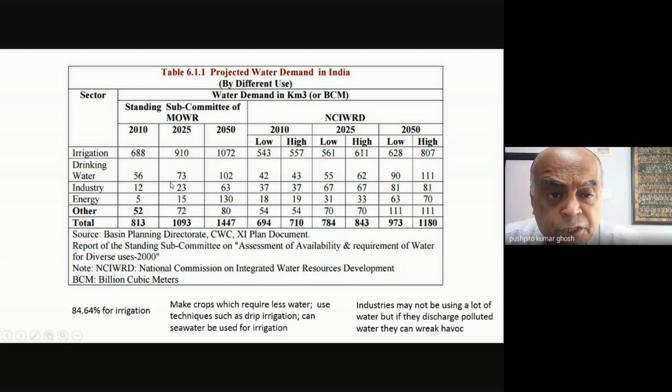So that's the issue. All these subcommittees were asked to say what their projection is. This report was prepared in 2010, asking by 2025, how much will be required, and by 2050. And you can see everybody has nicely told you how their requirement is going to go up. 688, 910, 1072, almost following the typical trends, the way we talk about GDP, 8% annual growth. These guys have also done the same thing.